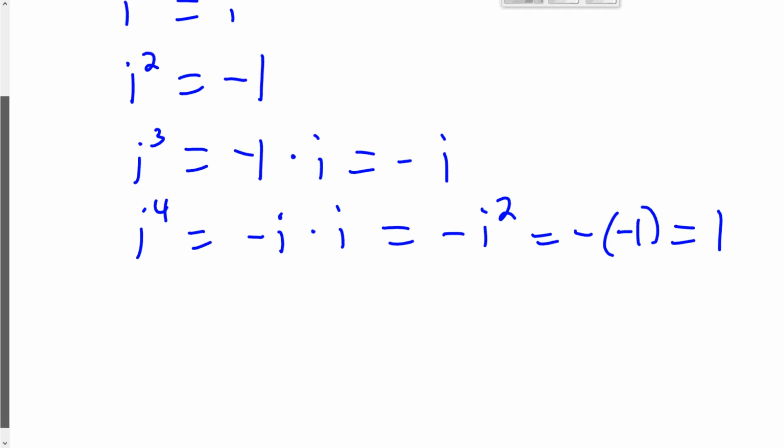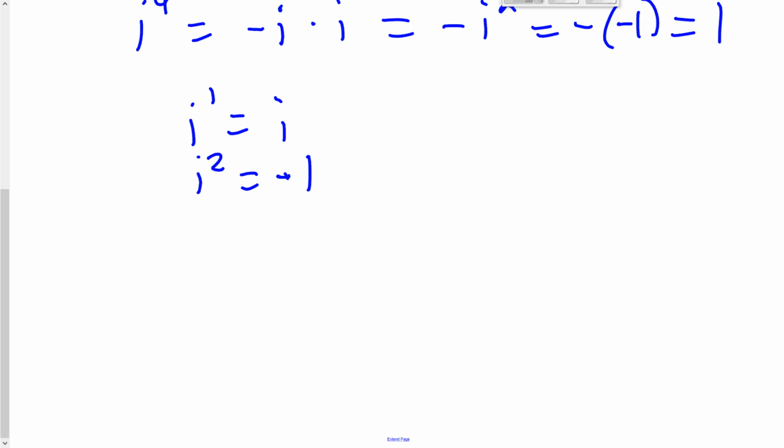So here, simplified down, i to the 1 equals i, i to the 2 equals negative 1. I need more room. i to the third power equals negative i, and i to the fourth equals back to 1. And then if I multiply that by another i, I just get back to i to the fifth is just i. So it repeats itself. Every 4 it repeats itself.